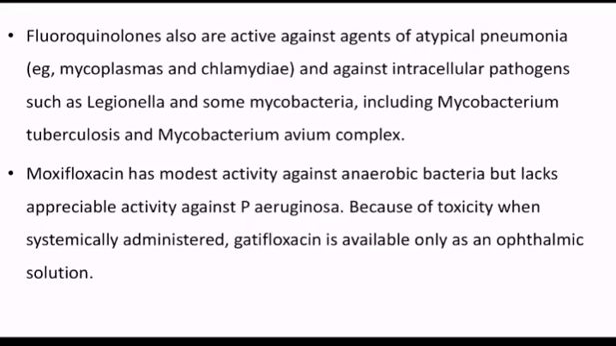Fluoroquinolones also are active against agents of atypical pneumonia, for example mycoplasmas and chlamydia, and against intracellular pathogens such as Legionella, and some mycobacteria, including Mycobacterium tuberculosis and Mycobacterium avium complex. Moxifloxacin has modest activity against anaerobic bacteria, but lacks appreciable activity against Pseudomonas aeruginosa. Gatifloxacin is available only as an ophthalmic solution because of toxicity when systemically administered.